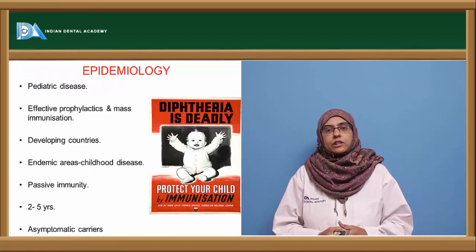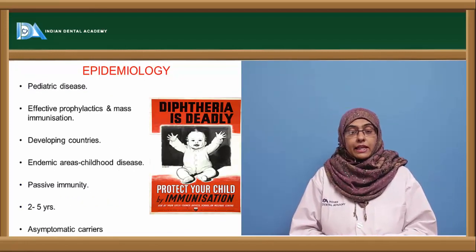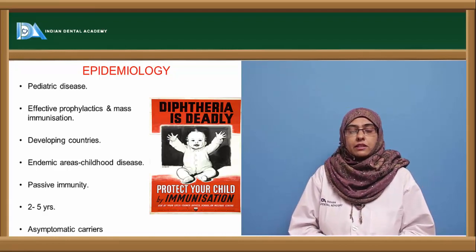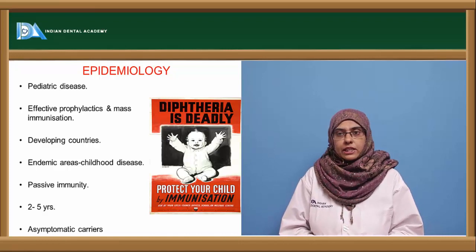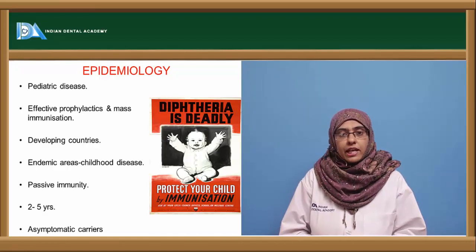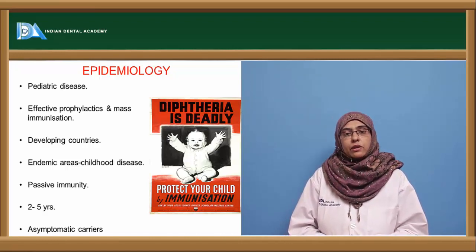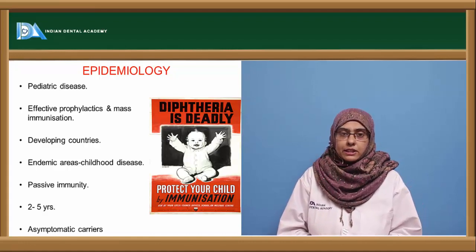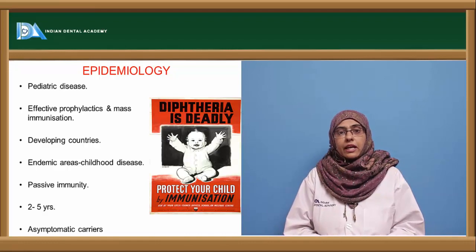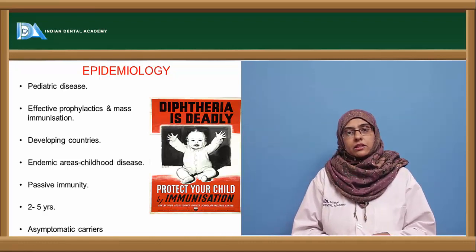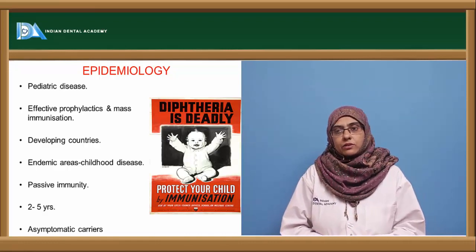Coming to the epidemiology of this disease, it is mostly a pediatric disease that usually occurs in childhood, or the children's disease, you can say. Due to effective prophylaxis and active immunization, we are able to almost completely eradicate this disease. But still, in the developing countries, this disease is seen, and in some of the countries, it is mostly fatal to children.